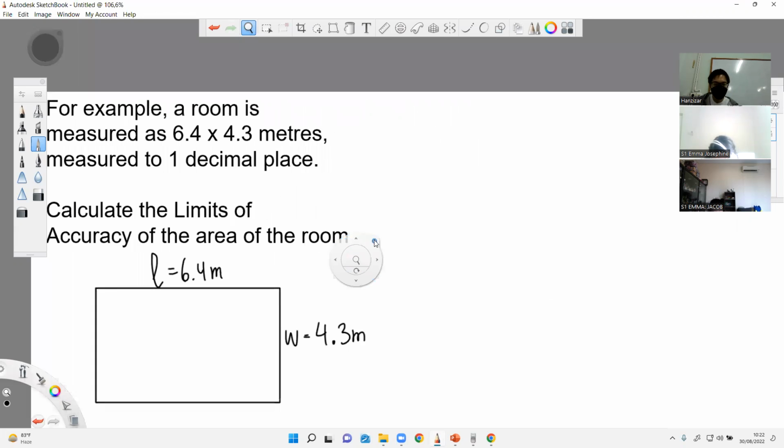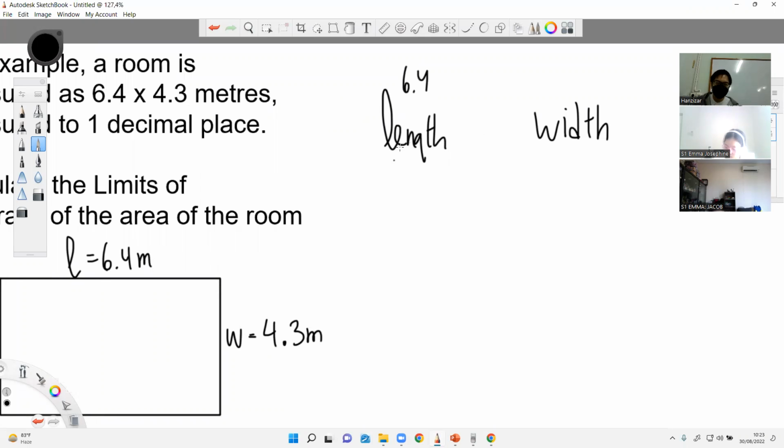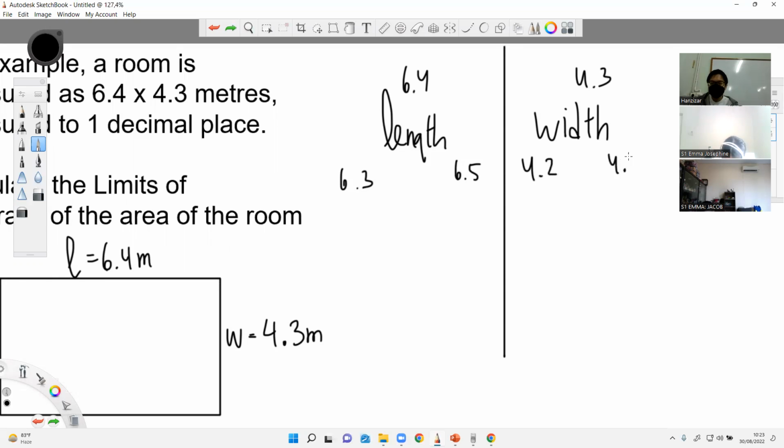Calculate the area. So how do you calculate the area? The area has to be understood by using the limits of accuracy. So you cannot just do 6.4 times 4.3, length times width, totally wrong. Mathematically, it's right, but if you are trying to find the accuracy, you need to understand that the length and the width have their bounds. There will be a boundary. So 6.4, the length is located in between 6.3 and 6.5, right? Get the idea, guys? And the width, which is 4.3, in between. Okay, so what is the lower bound and upper bound?